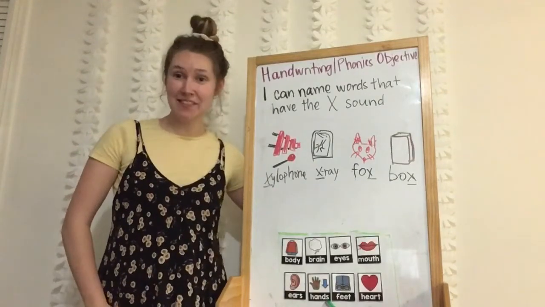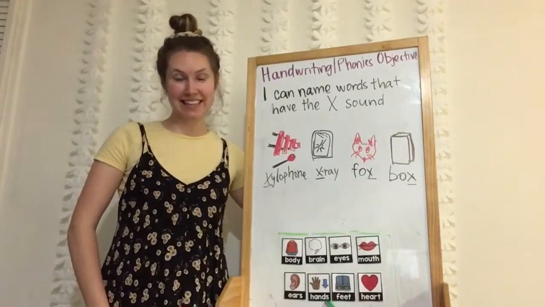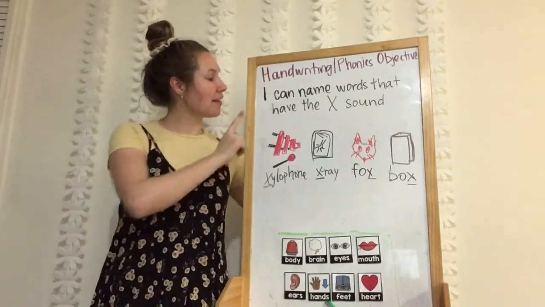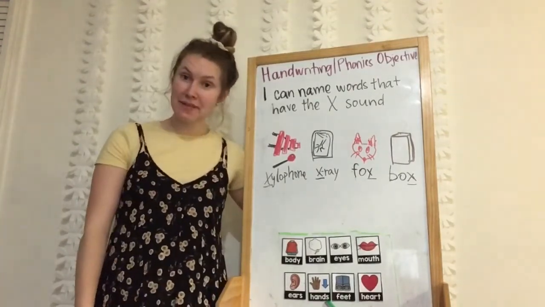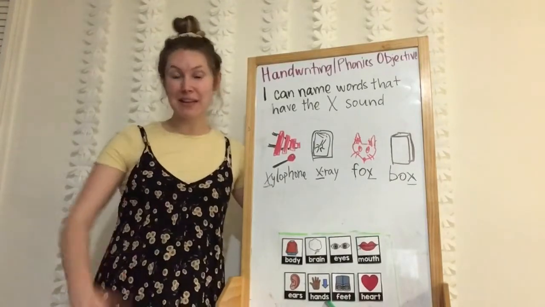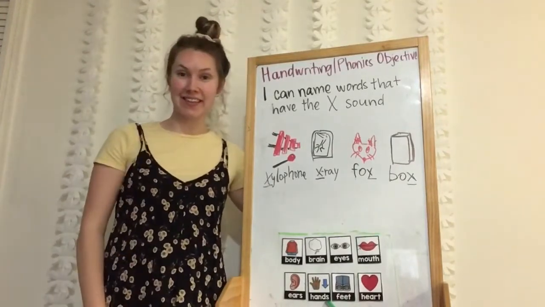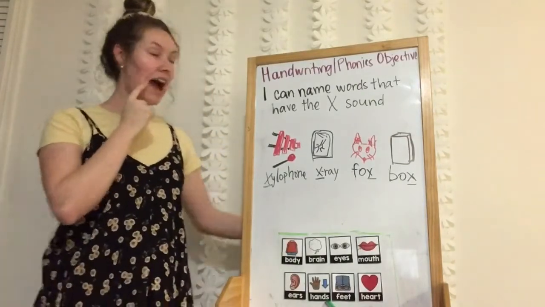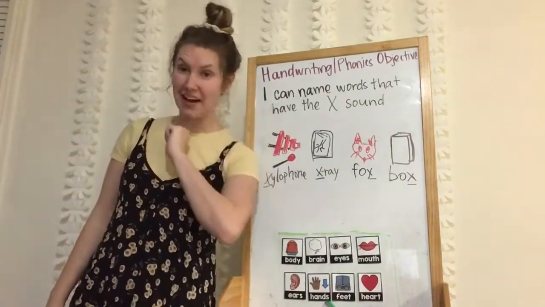Hey TK, it's time for us to do some handwriting and phonics. We're continuing our work with our letter X today, and let's go over our objective so we know what we're doing. Objective is what we are going to learn. I can name things that have the X sound.